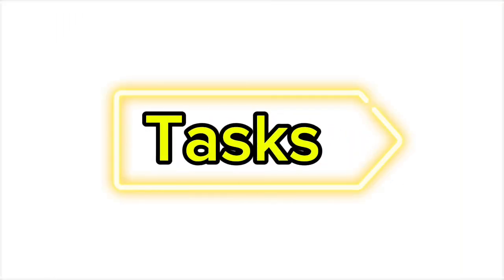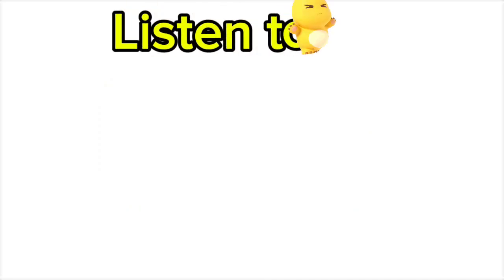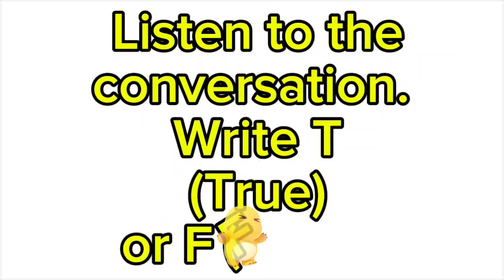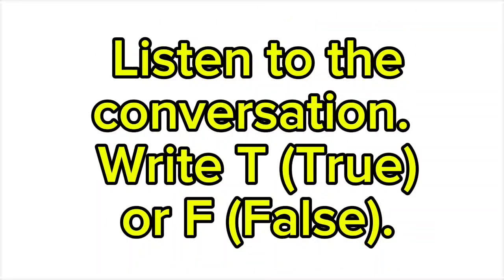Okay, dear viewers, dear learners, now we move to tasks, which means questions you have to answer. So listen to the conversation again and write T for true or F for false. True means correct answers. False means not correct, incorrect answers.